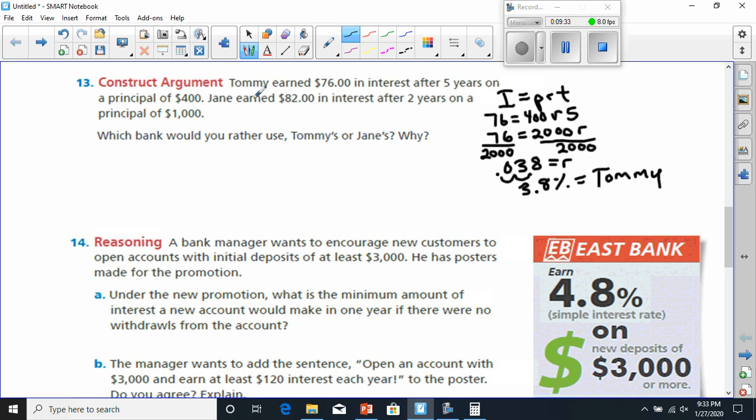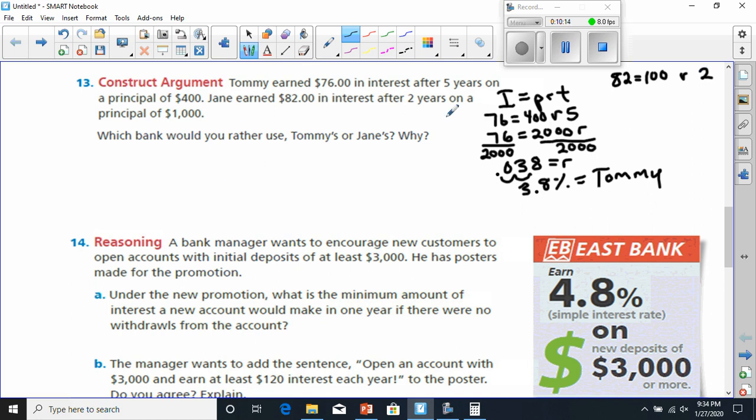Now the next part says that Jane earned $82 in interest after 2 years on a principal of $1,000. Well, we can use this same formula to go ahead and solve that. And, well, let's do that up here. We know it's interest equals principal times rate. So the interest this time was $82. She earned $82 in interest. And that was after 2 years. So our time is going to be 2. And a principal of $1,000. So that's 1,000. And again, we're looking for the rate.